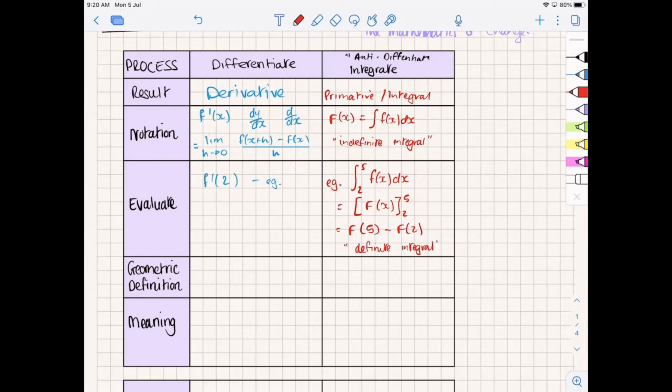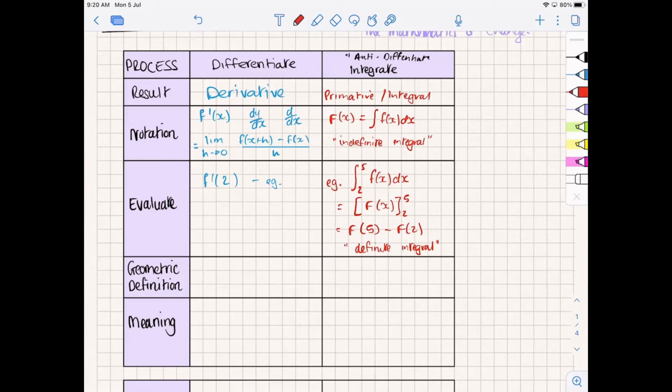It's important that we know the difference between the two. For the indefinite integral, the key thing is that there are no limits next to the integral sign. There are no boundaries a and b. That tells me I want the indefinite integral.